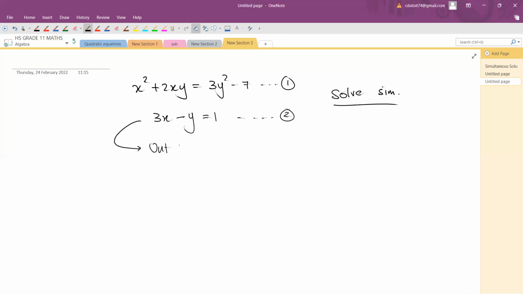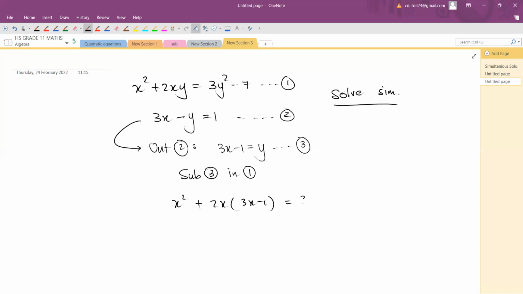Can I tell you from the beginning? You said y equals 3x minus 1, and that was your third equation. Then you substitute it into 1. So instead of a y, you just wrote all of that. So I put x squared plus 2x, brackets 3x minus 1, close brackets, equals 3, open brackets 3x minus 1, close brackets, squared, negative 7.